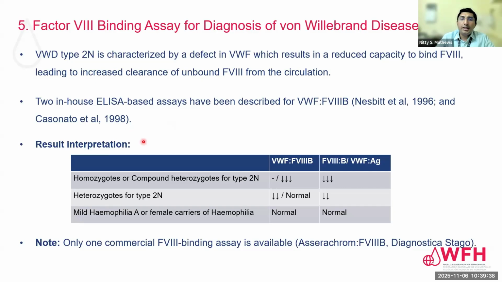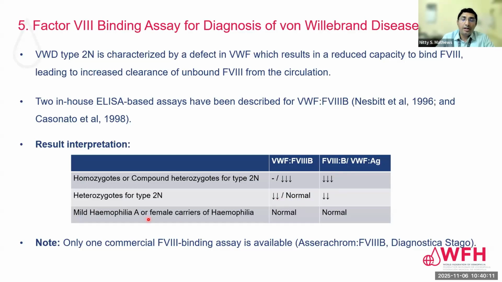To interpret the results, this is again an autosomal recessive disease, and there are homozygotes or compound heterozygotes. When you are a homozygote or a compound heterozygote for this disease, the von Willebrand factor-factor VIII binding assay will be either absent or markedly reduced, whereas the ratio of the factor VIII binding to the antigen is significantly reduced as well. If the patient is heterozygous for this condition, the factor VIII binding can be normal or reduced. Similarly, the ratio can be reduced as well.